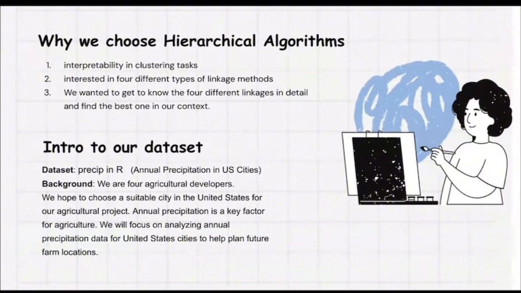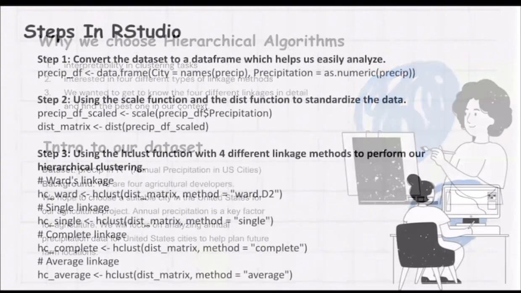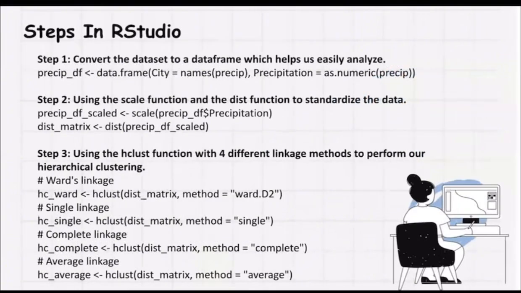For the intro to our dataset, we chose Percept in our website, which is annual precipitation in US cities. For the background, we are 4 agricultural developers. We hope to choose a suitable city in the United States for our agricultural project. We will focus on analyzing annual precipitation data for United States cities to help plan the farm locations. And then this is the code from the lecture we applied to get our dendrograms.